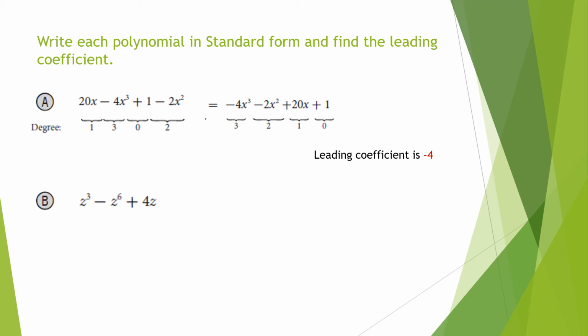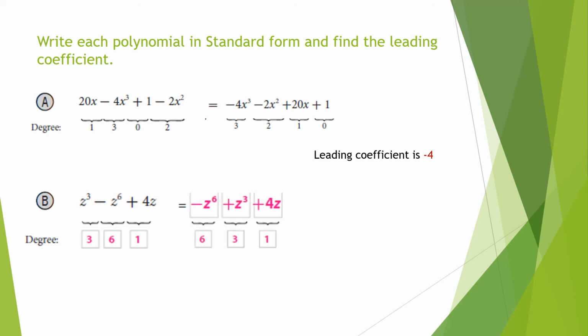The next one, z power 3 minus z power 6 plus 4z. The first one is 3, the second one degree is 6, and the last one is 1. So put them in order. Descending order, yes. So it's going to be negative z power 6 plus z power 3 plus 4z. Put them in order. Yes, very good. Then the leading coefficient is negative 1.